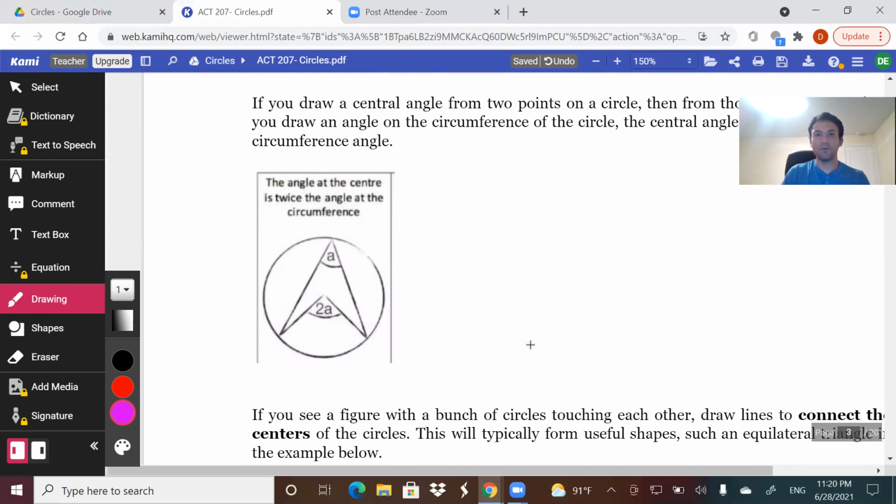Another interesting rule is that if you were to draw a circle and you create a central angle, so in this case, we'll just make it 90 degrees, and you pick any point beyond that, so I'll just pick this point right here, and you go from the same 2 points that you started with, and you extend to the point not in the center, but on the circle.